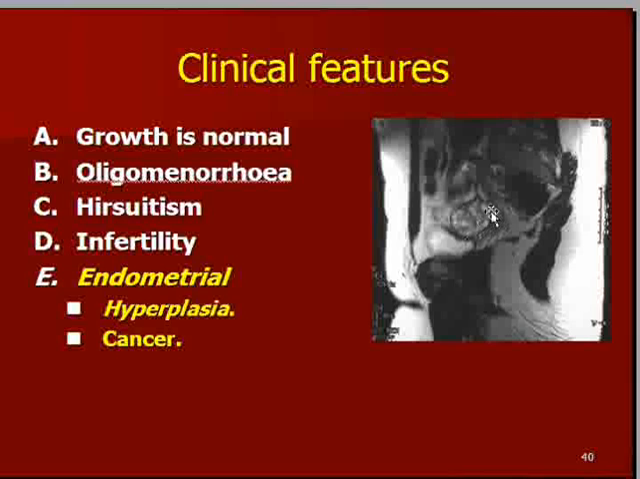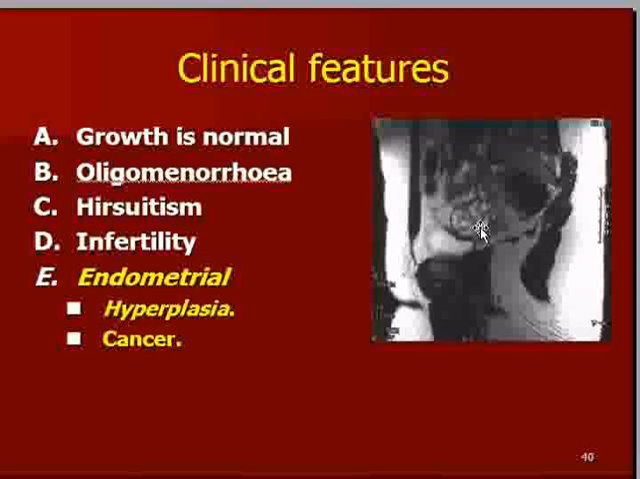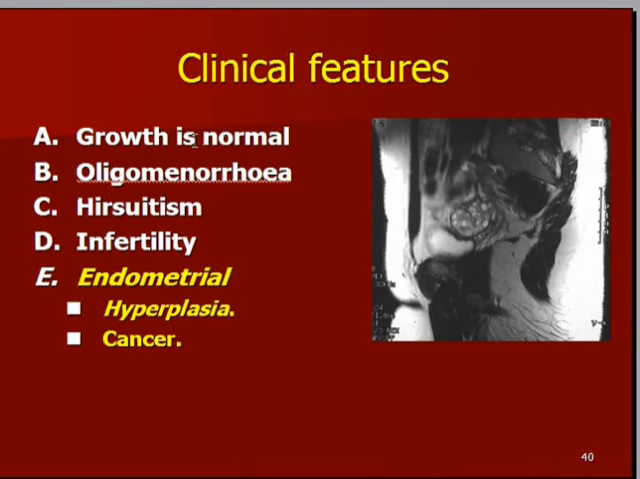This is a nice CT scan, and try to see there are small white cysts in the ovary. Sometimes the cysts are so many that you can palpate some of them. Sometimes the patient may have a normal growth. Oligomenorrhea can be present. Hirsutism can be present. Infertility should be the important point here. Endometrial hyperplasia and cancer can be there.